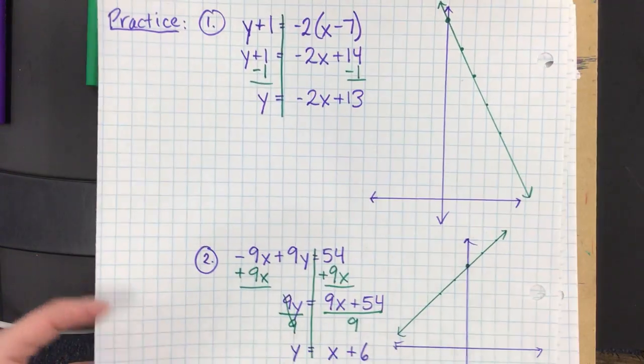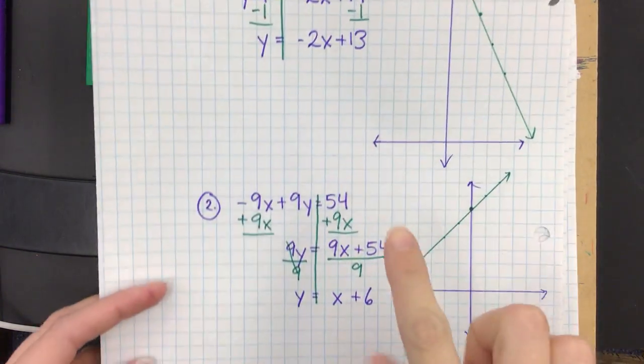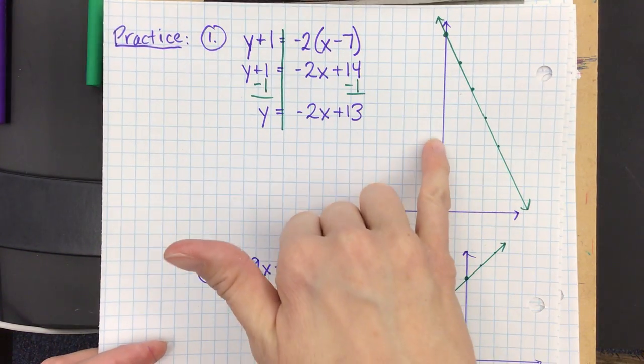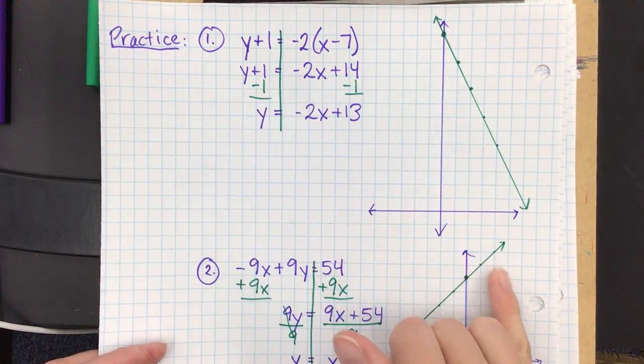If you're at home, this is what this graph will look like. This one I changed from the last class. The y-intercept should be 6 and go down like that.